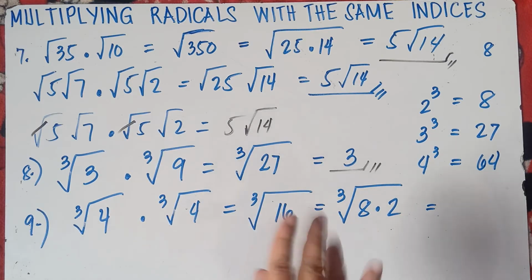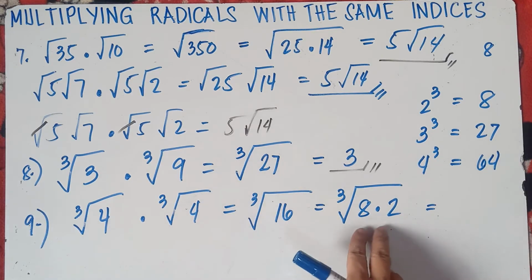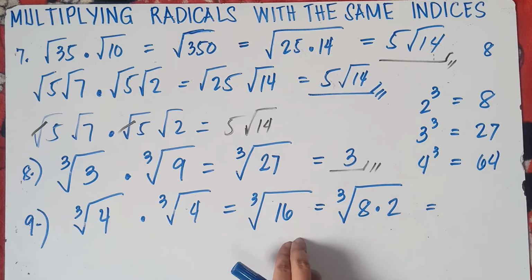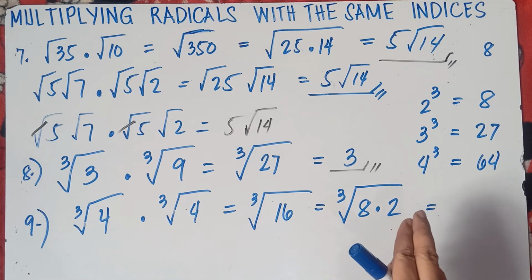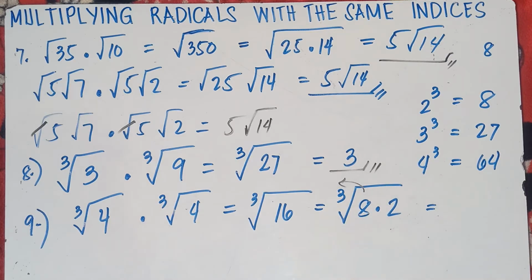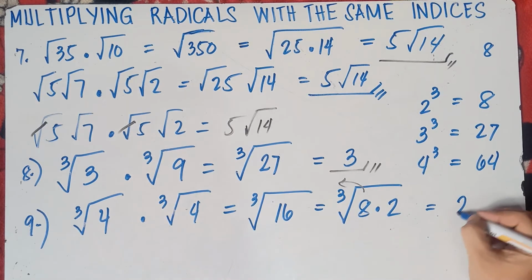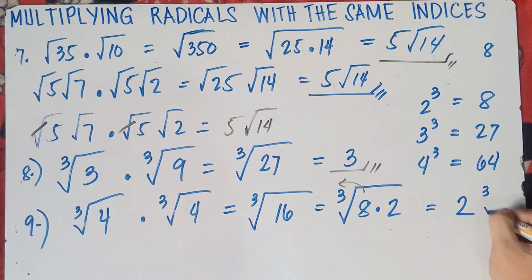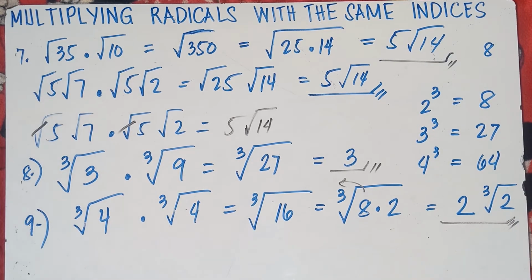So once again, class, you find two numbers. One number is a perfect cube, the other is not, that when you multiply, you will get 16. Of course, that would be 8 times 2, right? Because 8 is a perfect cube, 2 is not. And the cube root of 8, that is 2. You put it outside the radical symbol, then simply copy the cube root of 2. That's it, class. This will be our answer for number 9.